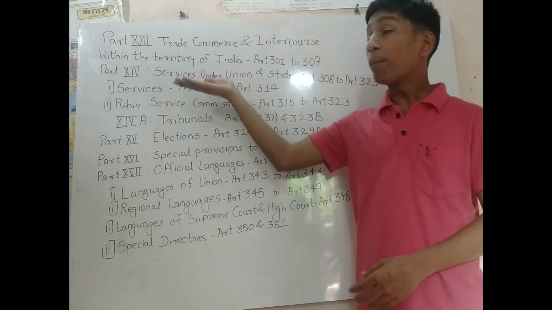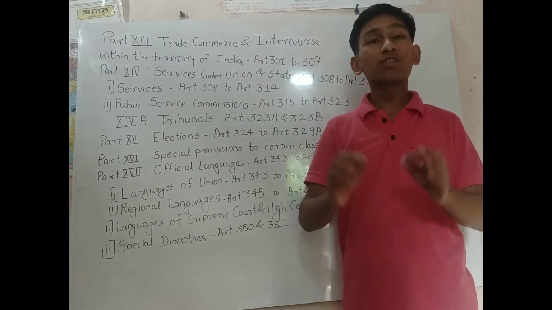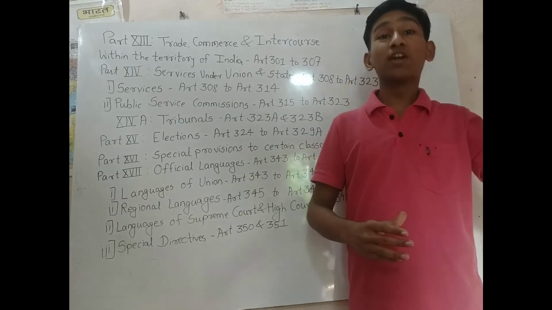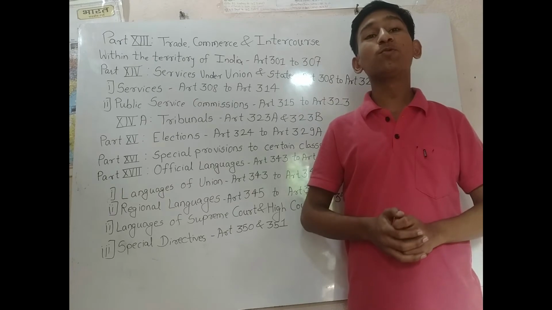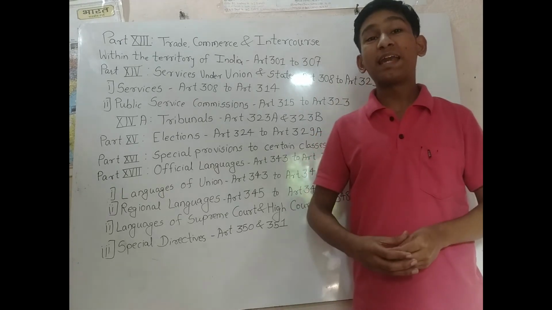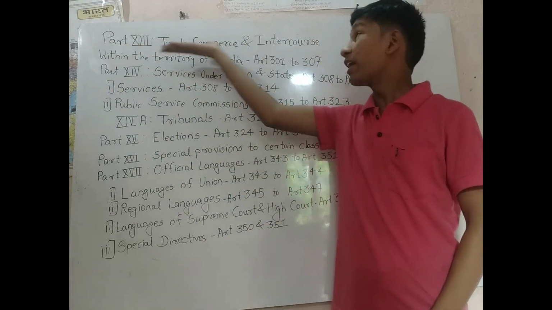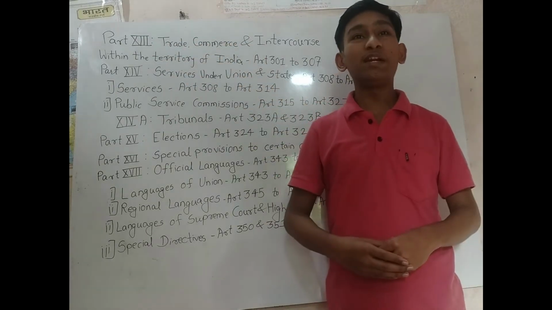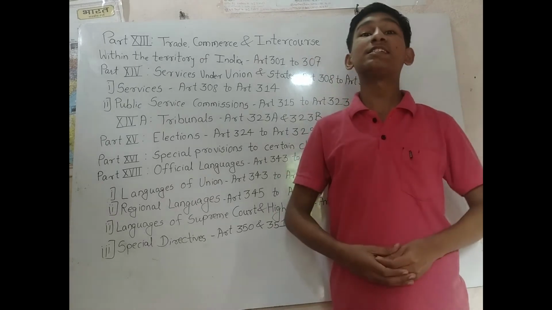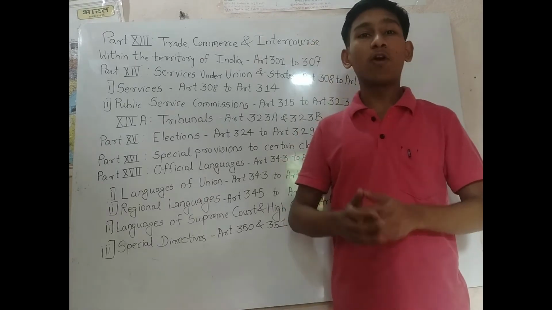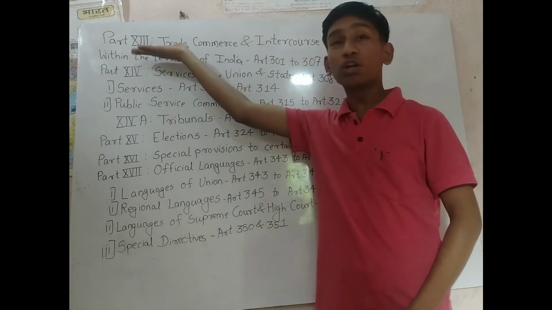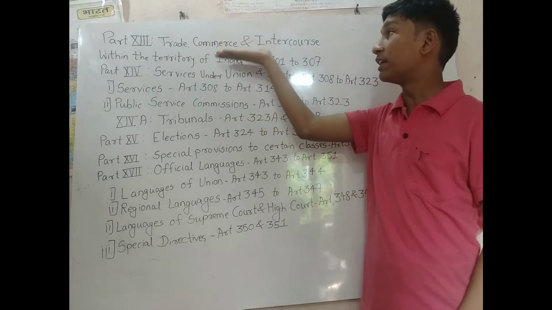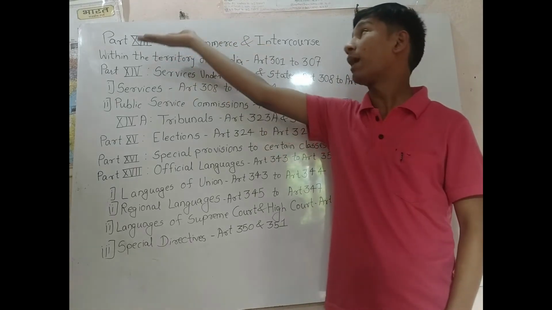Part 13, Trade, Commerce and Intercourse within the territory of India from Article 301 to Article 307. Now the part 12th of the Indian Constitution was regarding how the Indian government should trade with the other countries, or those directives were regarding the government of India. But now here in part 13, Trade, Commerce and Intercourse within the territory of India, may it be for the state governments, may it be for the people or citizens like you and me, it's the part 13 for doing trade or business.